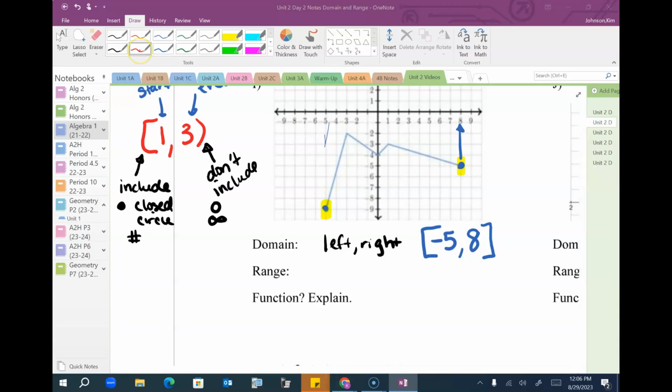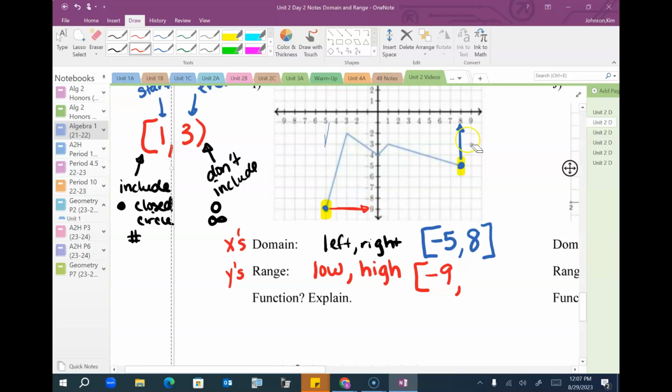Range is representing your y values, and our y values go up and down. So for our range, we ask, how low does our graph go to how high does our graph go? So I want to ask myself, how low is this point? This reaches a value of -9. So for my range, I'm going to start at -9. And again, that point is closed, so it's going to be inclusive, so we'll use a bracket.